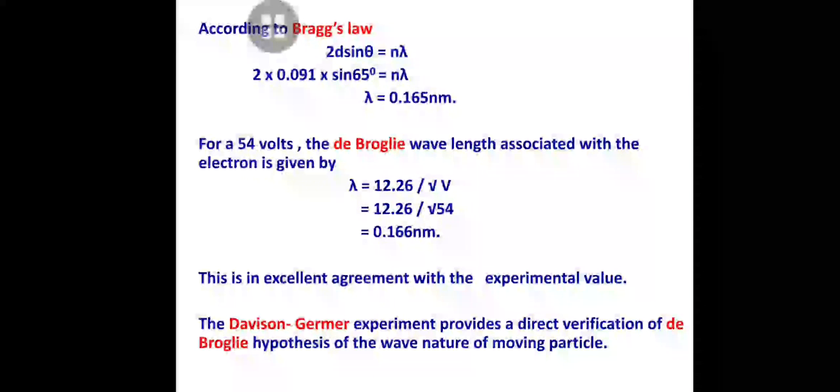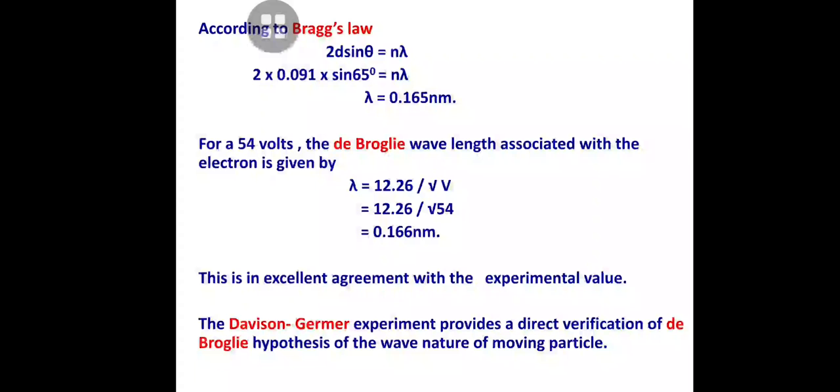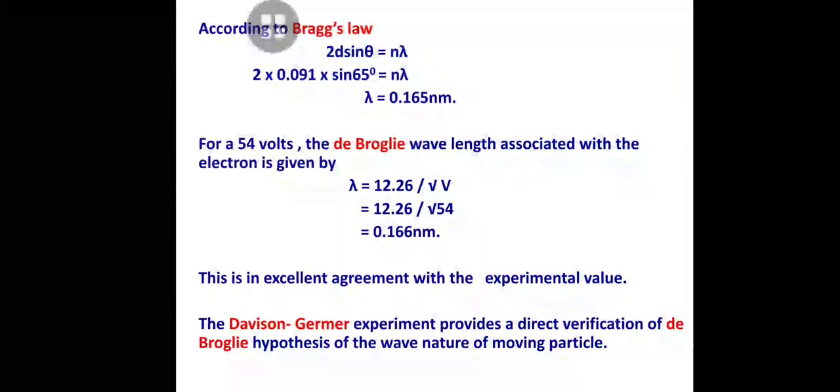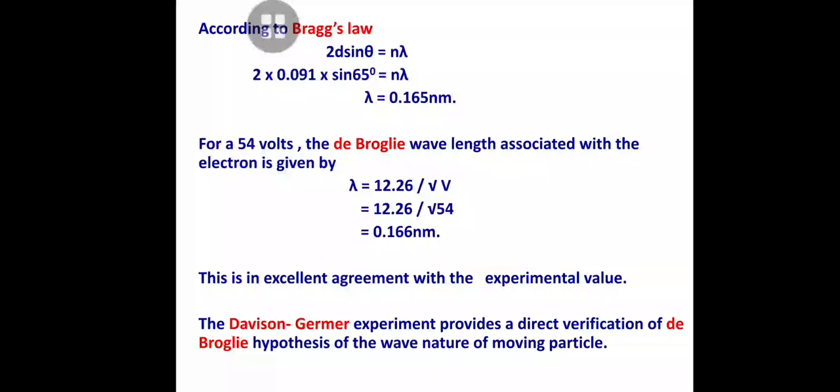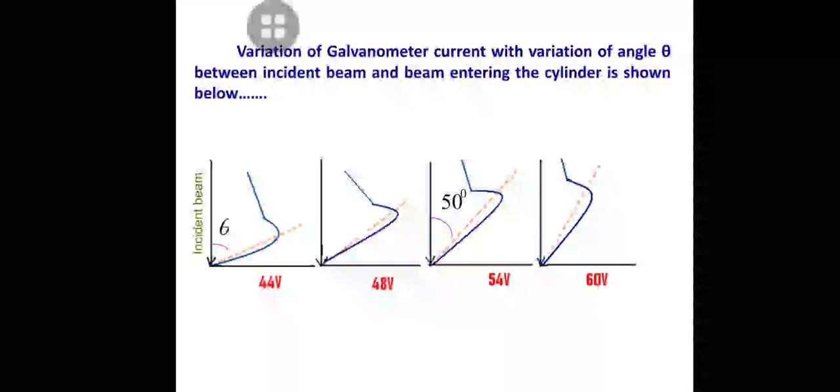For 54 volts, the de Broglie wavelength associated with the electron is given by lambda equals 12.26 by root V, that is 12.26 by root of 54. Lambda is equal to 0.166 nanometers. This is an excellent agreement with the experimental value. The Davisson and Germer experiment provides a direct verification of the de Broglie hypothesis of the wave nature of moving particles.